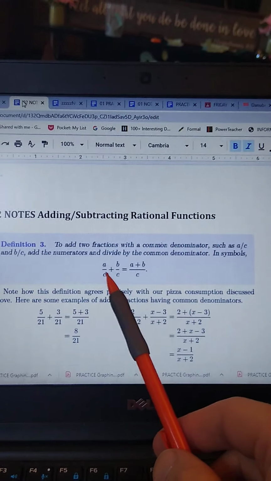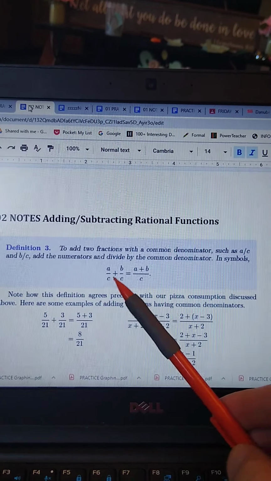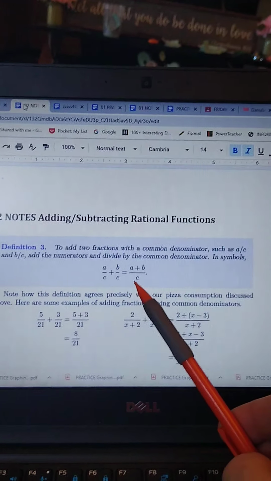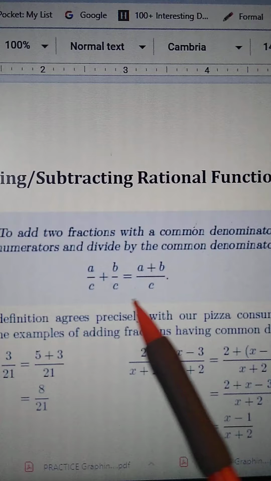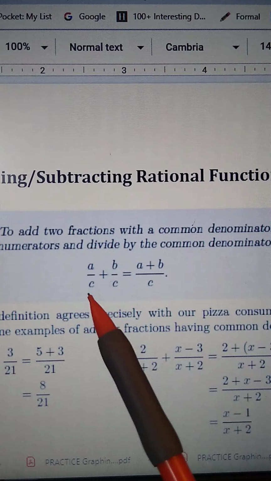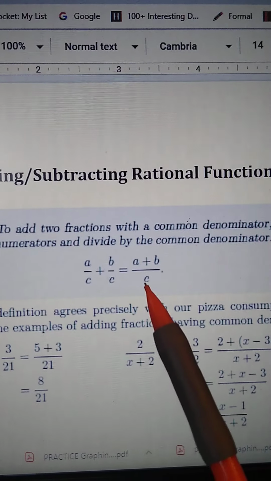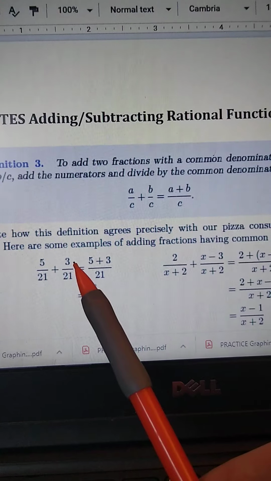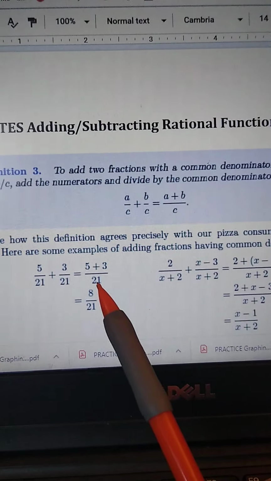Definition: to add two fractions, you have to have a common denominator. And when you do, you add the numerators together and divide by that same common denominator. So a plus b all over the common denominator c. Do not add the denominators together, you only add the numerators together, and they go underneath that one common denominator. So, for instance, 5/21 plus 3/21 is 5 plus 3 all over 21. Do not make that 42, it is 8 over 21.